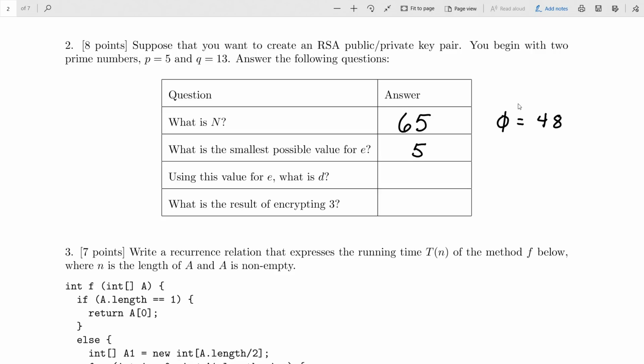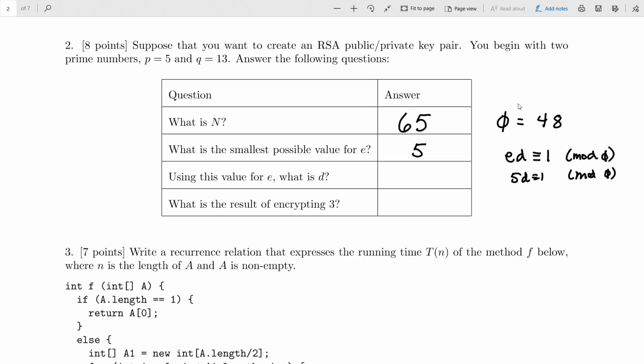Okay, so if that is what e is, what is d? What property does d have to have? Yeah. d is the multiplicative inverse of e mod phi. Okay, so we got to have that ed is equal to 1 mod phi, and e is 5, so we got to have 5 times d is equal to 1 mod phi. So we got to find the inverse of 5 mod phi. So what can we multiply 5 by to get something that's 1 more than a multiple of phi?